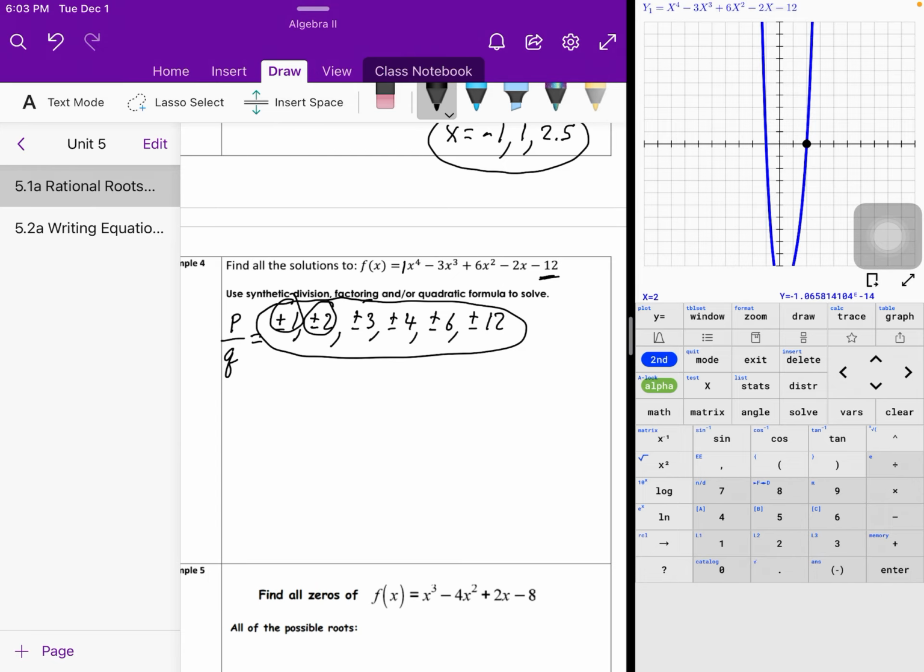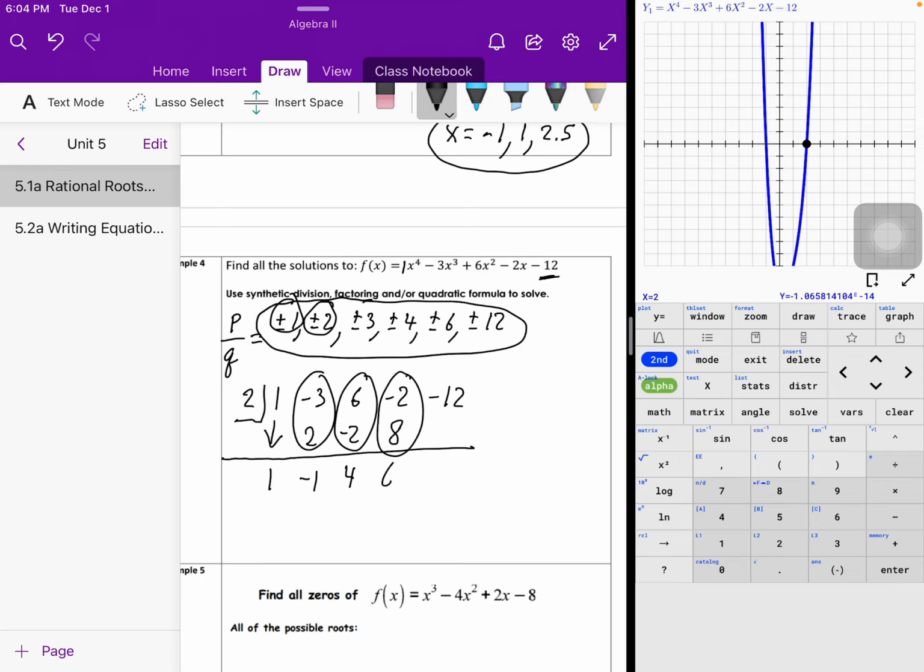So what we're going to use is those roots to break down the equation until we can get it into something that will factor, or we can use the quadratic formula for. So list out the coefficients: 1, -3, 6, -2, and -12. Do the process that we love. Multiply 2, add -1, multiply -2, add, we get 4. 2 times 4 is 8. Add those, we get 6. And 2 times 6 is 12.